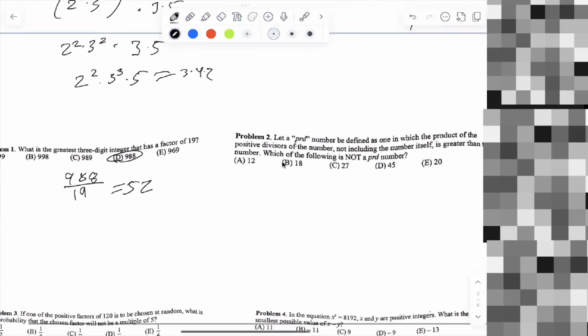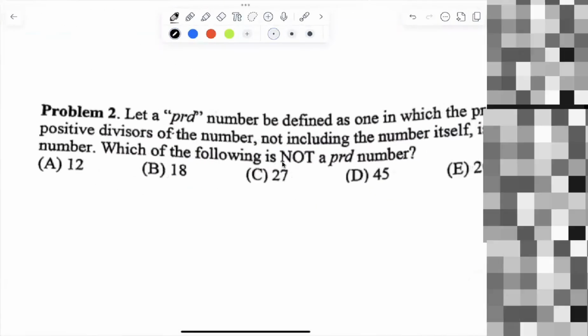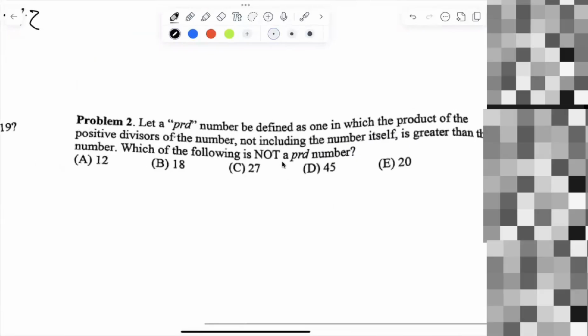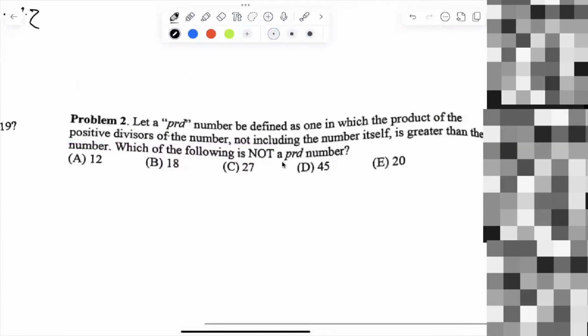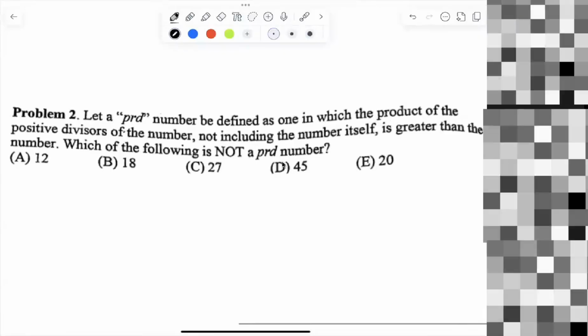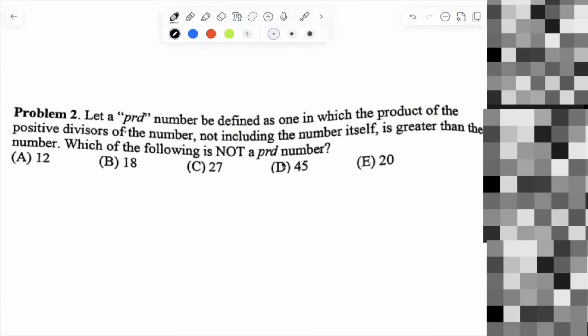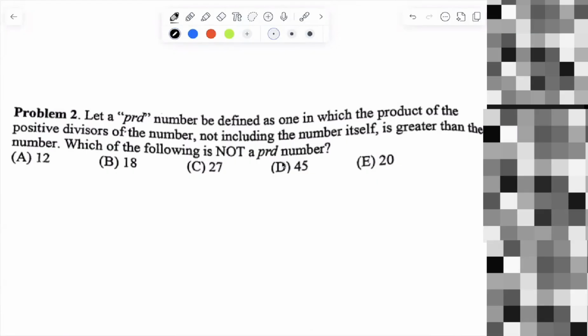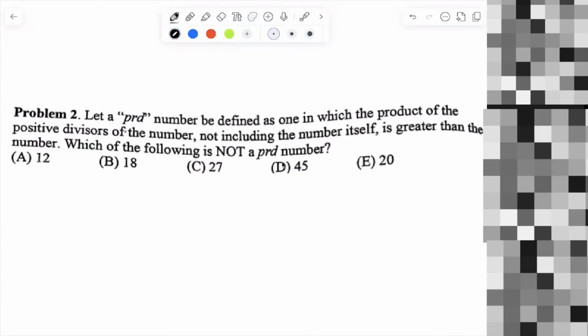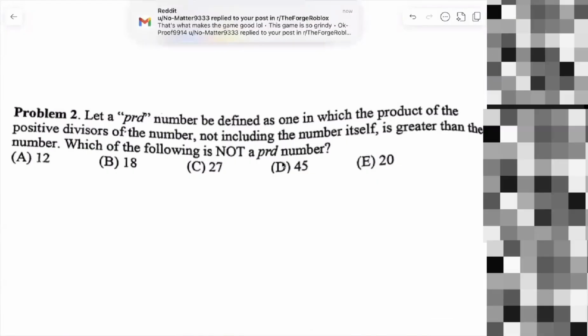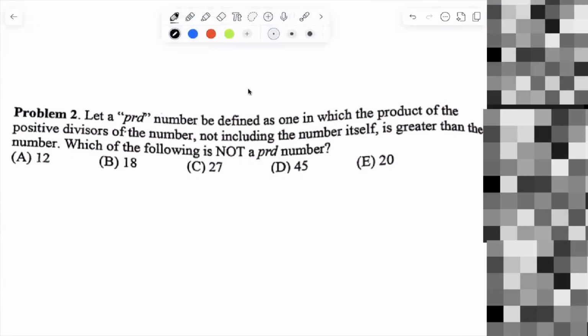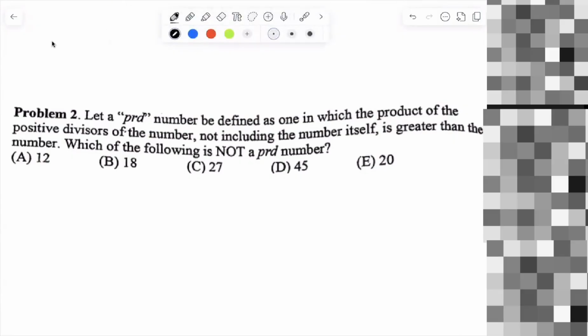Now let's move on to problem 2. Let a PRD number be defined as one in which the product of the positive divisors of the number, not including the number itself, is greater than the number. Which of the following is not a PRD number? I'll let you guys have a try on this question, and you have 10 minutes to chat.